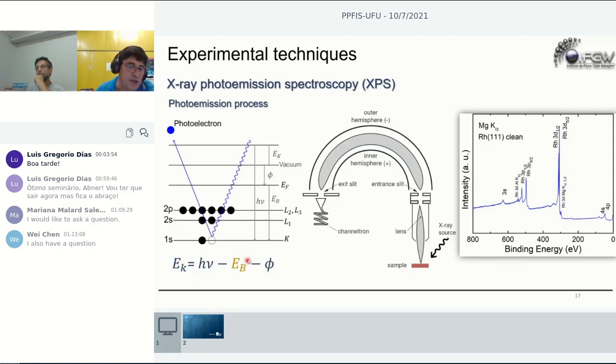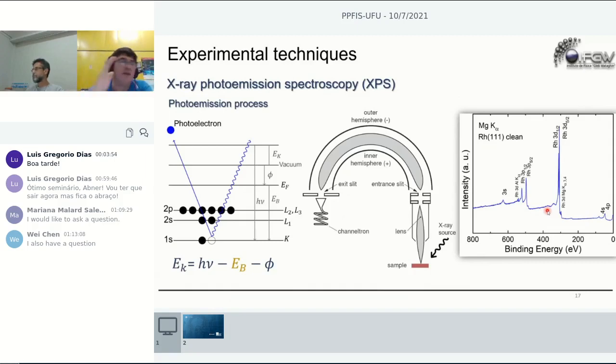We measure the kinetic energy, then we know the binding energy. That means we know from what level the electron comes from. Therefore, we can map the internal core levels of the atoms present on the surface. That means we have an element-specific technique. We know what elements are present, and we also know the stoichiometry, measuring the areas of these peaks. We know how much we have of that element.